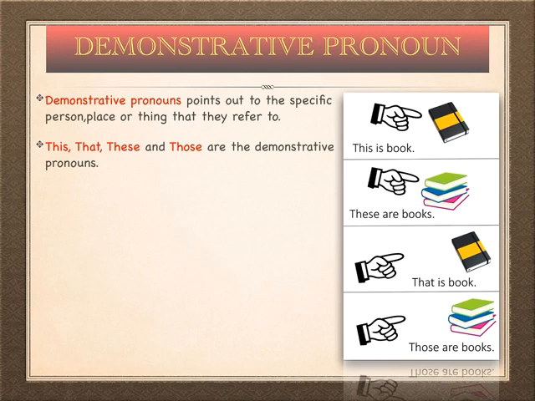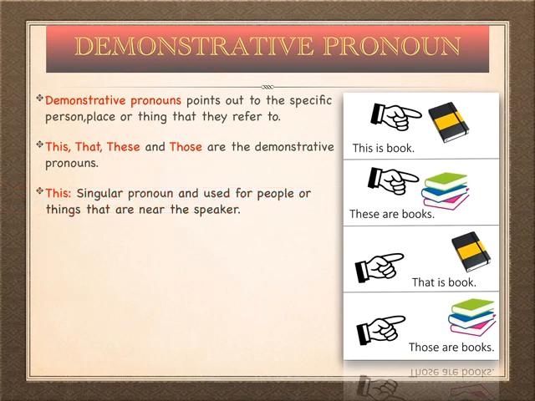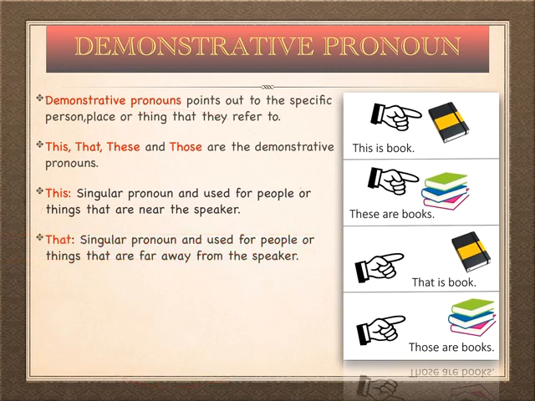Now let's learn the usage of each of these demonstrative pronouns. The first one is this. This is said to be a singular pronoun and is used for people or things that are near the speaker. The second one is that. It is also a singular demonstrative pronoun and is used for people or things that are far away from the speaker. That means that this is used for objects or people which are near the speaker, and that is used for people or things which are far away from the speaker.